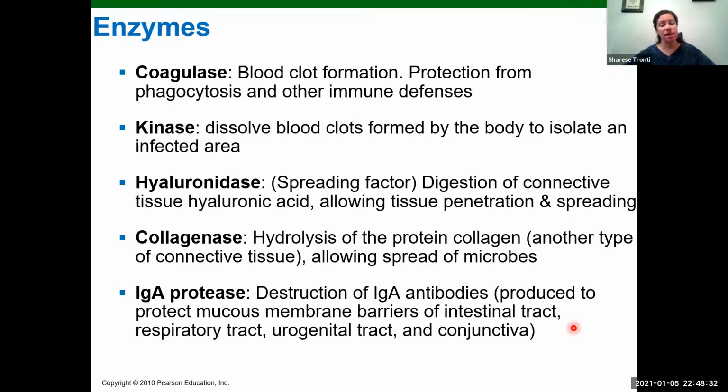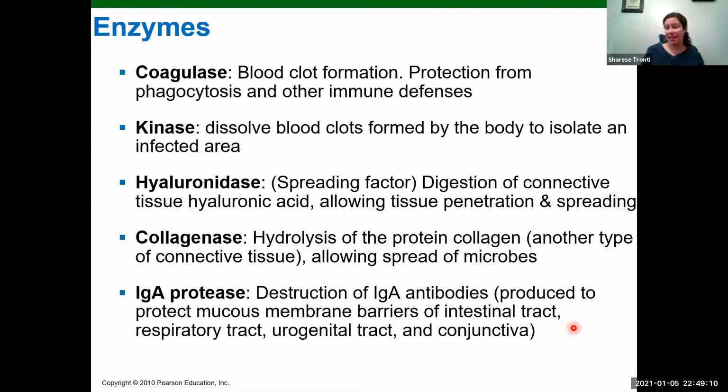All right, several enzymes that cause damage. You do need to know all these enzyme names and what they do. First, coagulase. Coagulase is going to cause blood clot formation. What a microbe would want to do with that is release coagulase, which will cause a blood clot to form around it. That's going to protect it. It's like making its own protective coating to protect it from other immune cells coming to attack it.